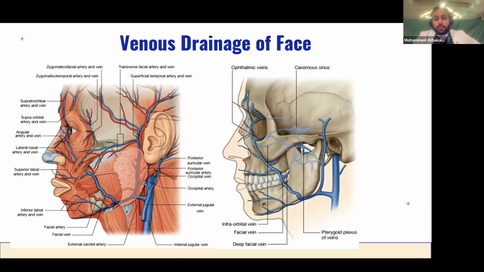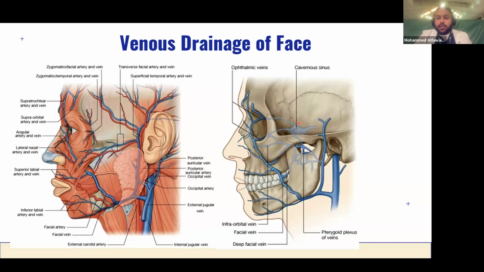What's more important for you clinically is the venous drainage. Why is that so? Its communication with the cavernous sinus. From the facial vein, or let's just say the superior ophthalmic vein, it can go directly to the cavernous sinus. The facial vein will go to the pterygoid plexus or the inferior ophthalmic vein into the cavernous sinus.